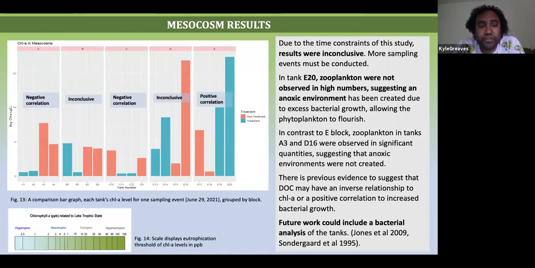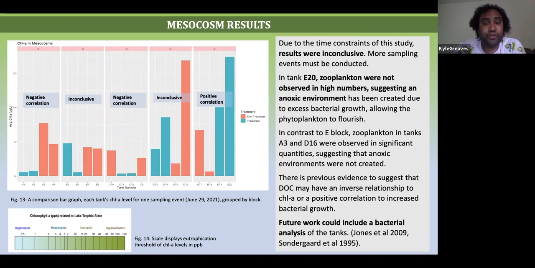So preliminary results, I was only able to do one sampling event just because of the narrow scope of this study. Usually we do about 5 or 6 going all the way until October, but I did want to show at least one sampling event for you guys. If you look at blocks A and C, the first and third columns, you'll see that non-treatment tanks in the red have higher chlorate values than the treatment tanks. In B and D blocks, the results were sort of inconclusive. And then in E block, the treatment tanks in the blue actually had the highest levels of chlorate.